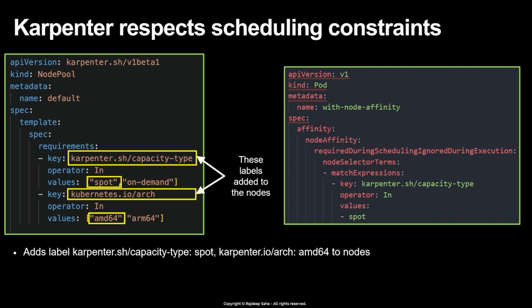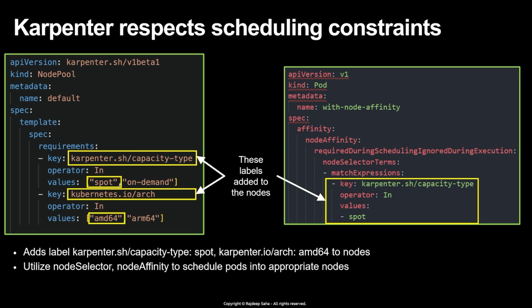So let's say we have another pod specification file where we are using node affinity, and then we are using requiredDuringSchedulingIgnoredDuringExecution, and a match expression karpenter.sh/capacity-type in spot. Since we put requiredDuringSchedulingIgnoredDuringExecution, this expression must be matched before scheduling. So in this case, the pod is using this label that's attached to the EC2 provisioned by the Karpenter node pool, and it will schedule that in the EC2. So utilize node selector and node affinity to schedule pods into appropriate nodes.